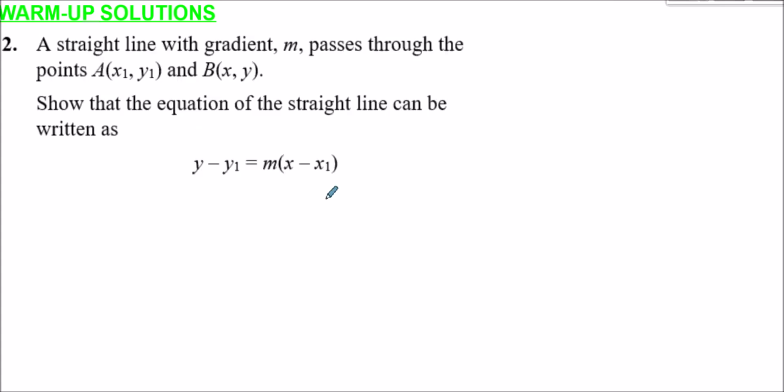Question 2. We've got a straight line with a gradient listed as m, which passes through the points A and B. We just need to show that the equation of a straight line can be written in this form here. So what I'm going to suggest we do is sketch a straight line, then label in 2 points on this line. We're going to label here below, I'm going to say that's A, and let's call A x1, y1. Then up here we're going to put B, which is just generally x, comma, y.